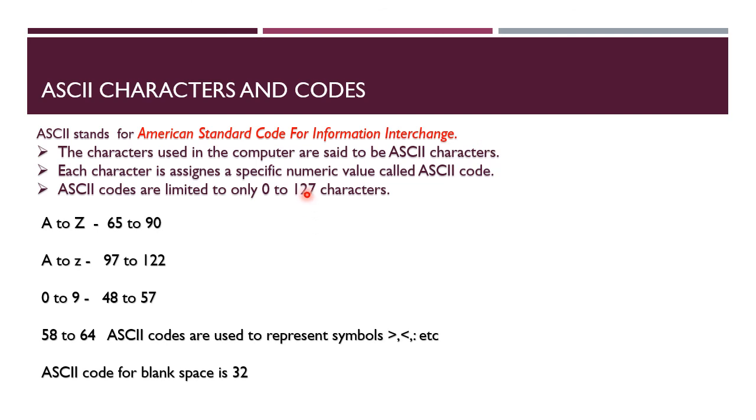Now the difference between Unicode and ASCII code: Unicode is a generalized coding scheme, whereas ASCII is a specific coding scheme used only for limited characters. Unicode represents a higher range of codes, while ASCII represents a limited range of codes, that is 0 to 127. Did you understand this? ASCII characters and the Unicode character set.